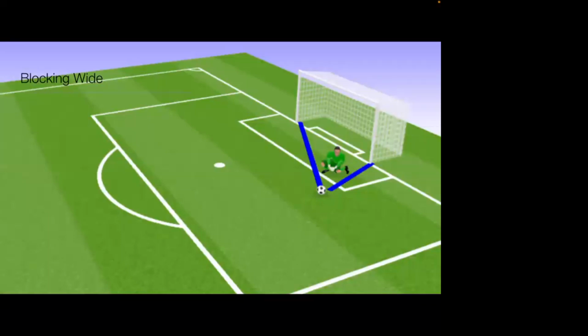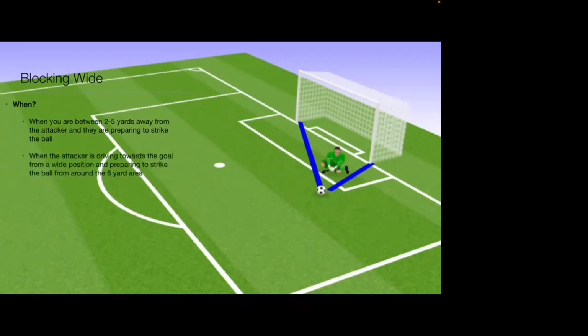So block and wide, slightly different. We don't need to advance as far down the line when the ball's in wide areas, if we remember from earlier. When you're between 2 and 5 yards away from the attacker and they're preparing to strike from an angle, when they're driving towards the goal from a wide position, preparing to strike the ball from around the 6 yard area, you don't need to be advancing too far.